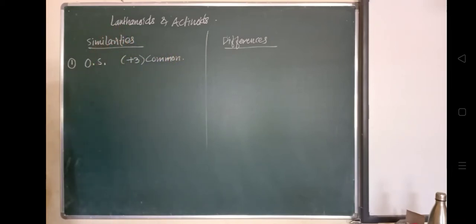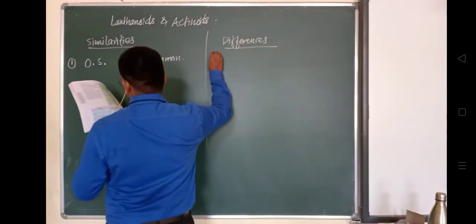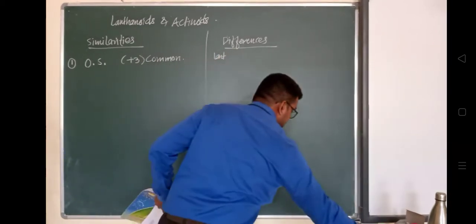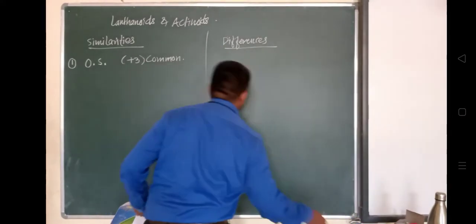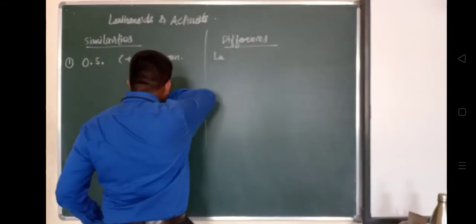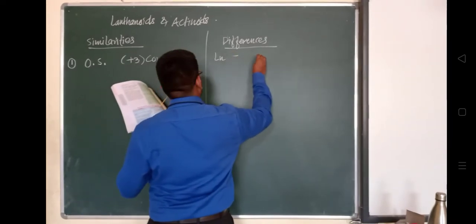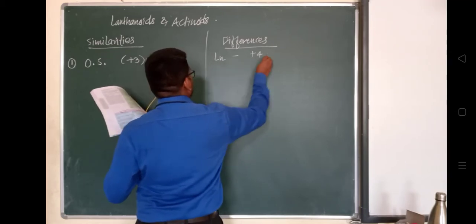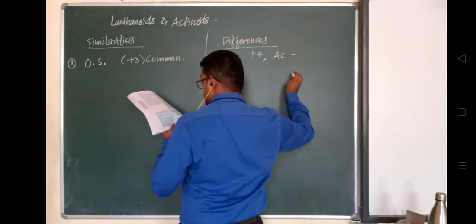Okay, so in short, I will write down here: Ln means lanthanoid and Ac means actinoid. Lanthanoid is showing +4 also as an oxidation state, but in the case of actinoids, Ac means actinoid, the actinoid is also showing a wide range of oxidation states: +3, maybe +4, +5, even +6 and +7. These are the oxidation states shown by the actinoids.